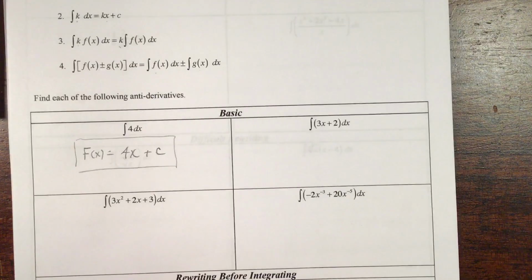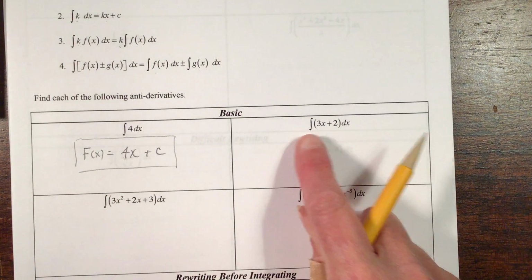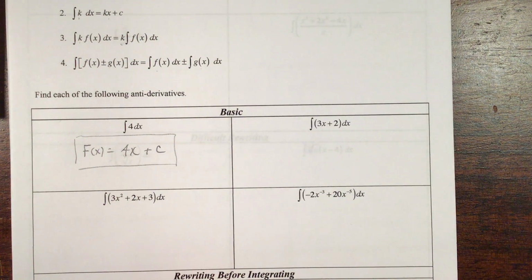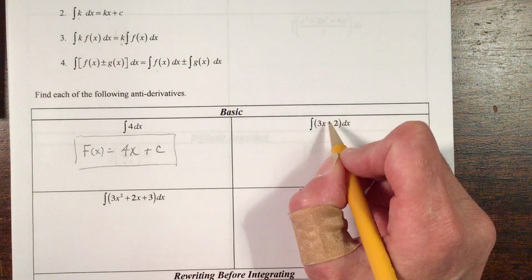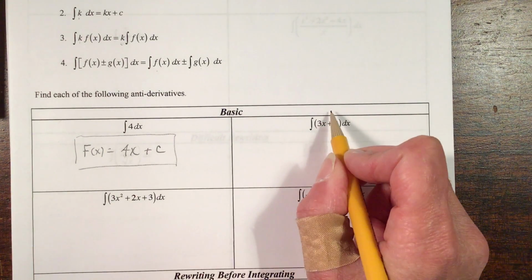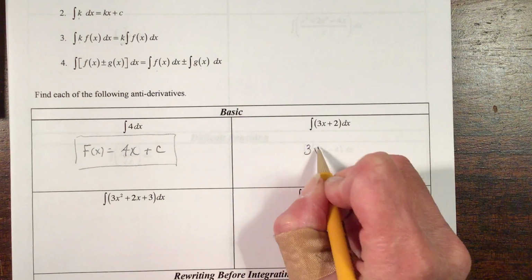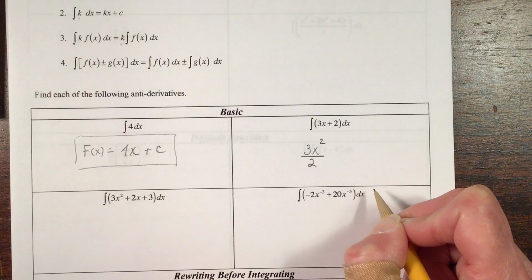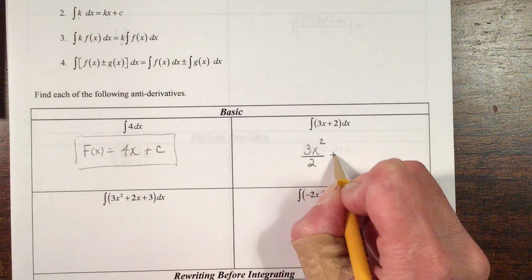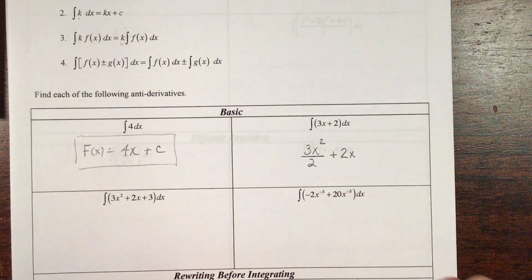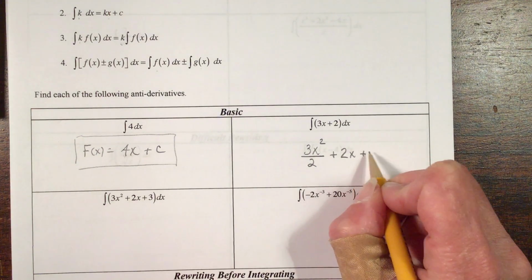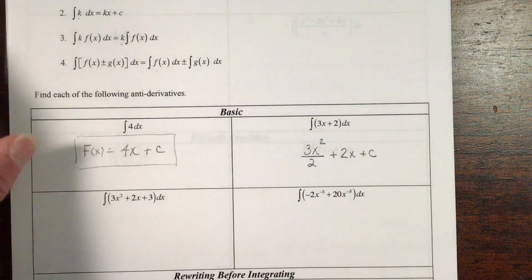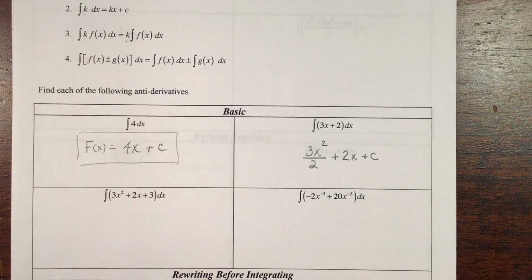Okay. So my antiderivative of 3x plus 2. So now I have an x there, so I assume that that power is 1. Add 1 to the power and divide by that number. Now I move on to the next term, plus 2x. And then I always have to account for some random c in my equation.